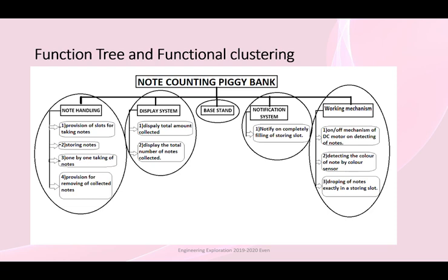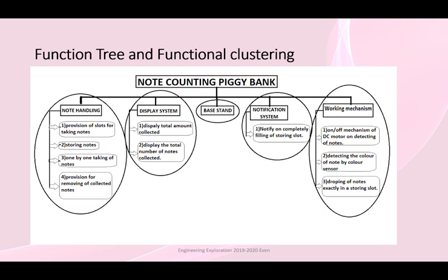The next is the display system. In the display system, there should be the total number of notes collected and the total amount collected, so that there is a synchronization between the amount and the notes. The third thing is a base stand, which is a platform for the machine to stand on, so that if there is something like water fallen near the floor by the users, the machine should not be harmed. So there should be a base stand.